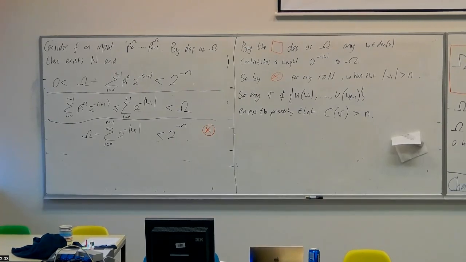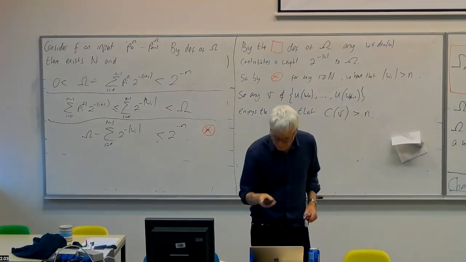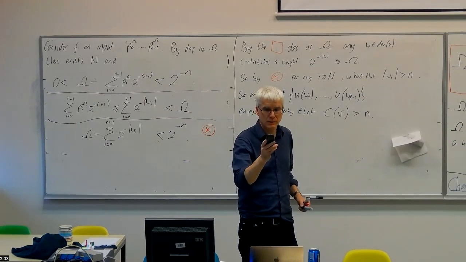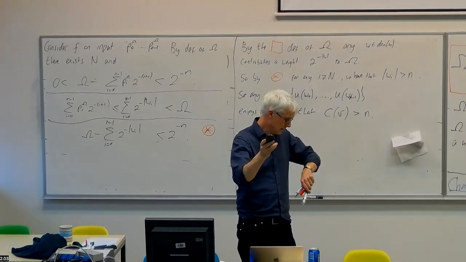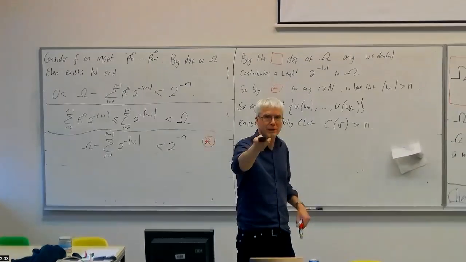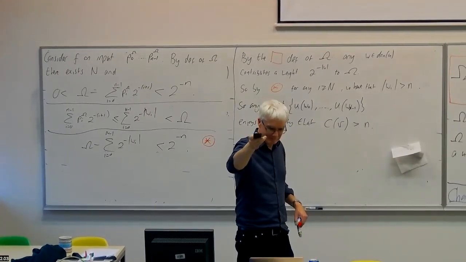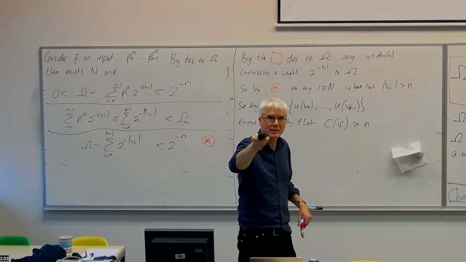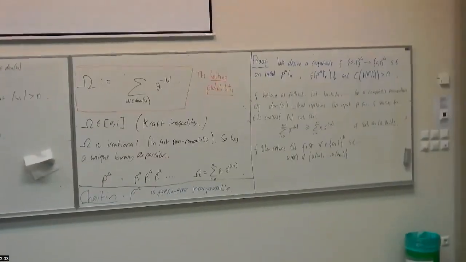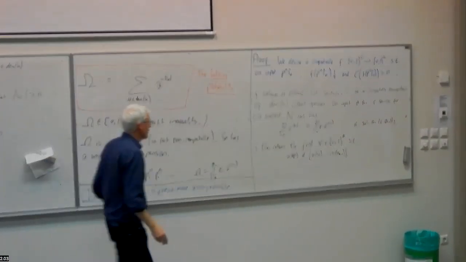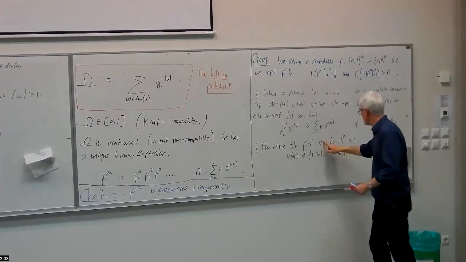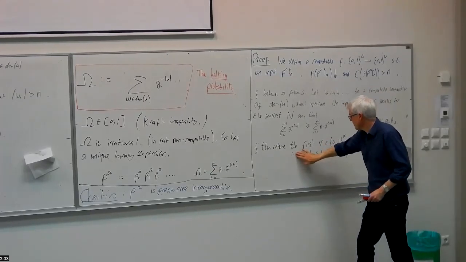So I made a mistake here. The function should return, let me put the... I've overshot my 5 pass mark. I'm sorry. Sorry, the function was supposed to return the first string v that's outside this set.